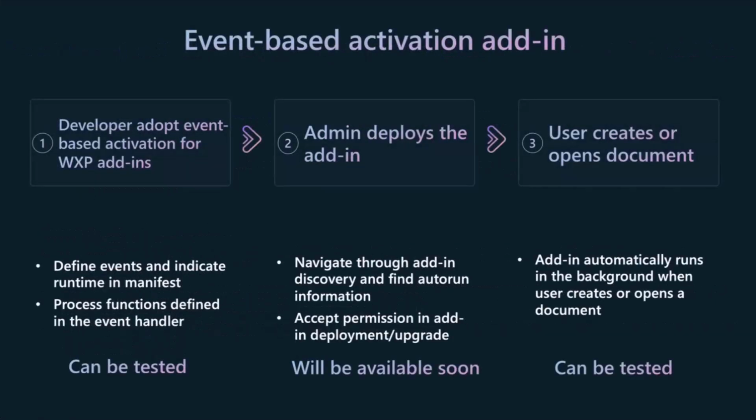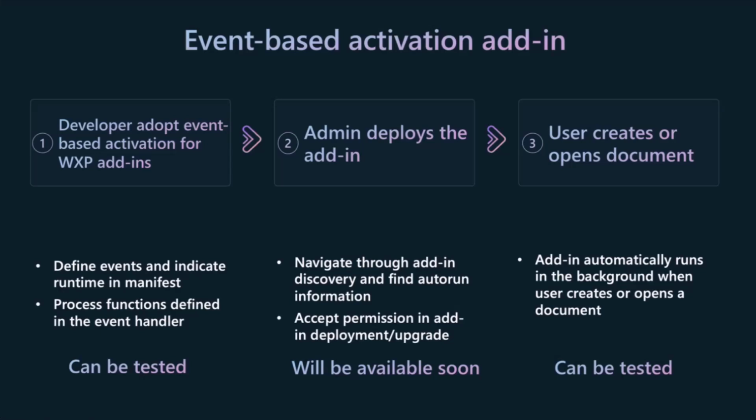And for an event-based activation add-in, there are actually three pieces, right? When developers adopt this event-based activation add-in, they need to configure the manifest and do some coding in the functions, which I will show you later. And also the admin, again, this is a centrally deployed feature, and the admin should deploy the add-in to the org. And then after the deployment, when the user creates or opens the document, the add-in will automatically run.